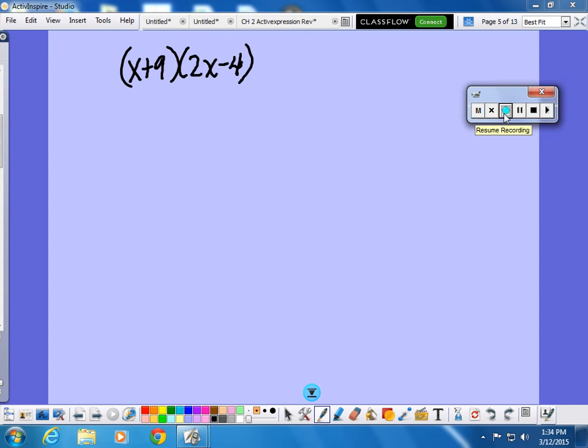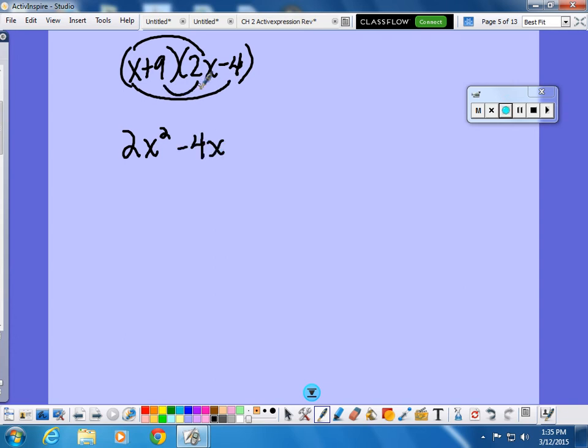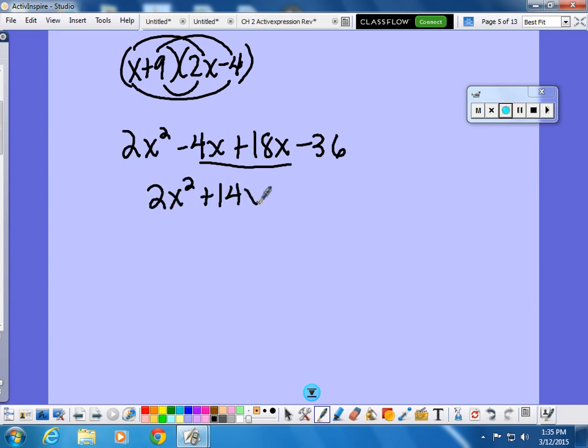Alright, again we have 2 linear binomials. Try it yourself, and I'm going to try to be quiet. Y'all do this one, and then we'll check it. First, outer, inner, last. It'll be easy to miss a sign, miss multiply, miss add, subtract, but that's pretty much all we could do wrong, I think. 2x squared plus 14x minus 36. Do y'all agree with that? Yes. Questions?